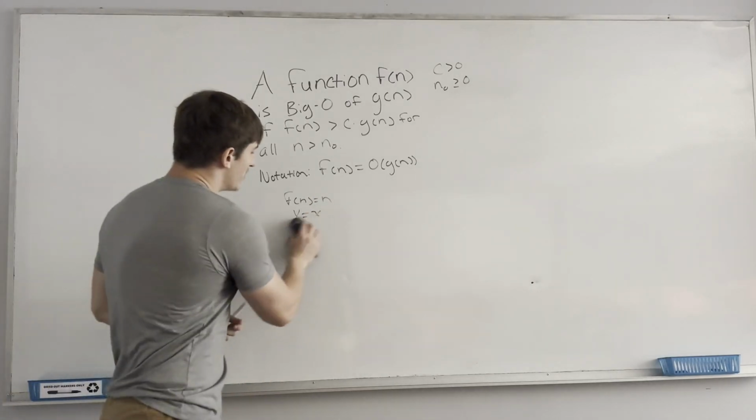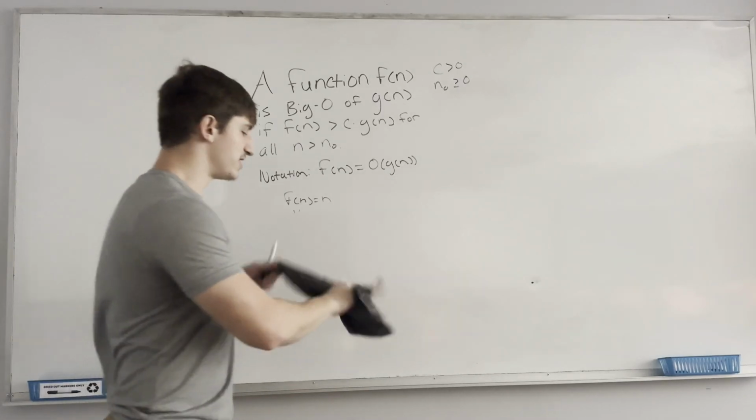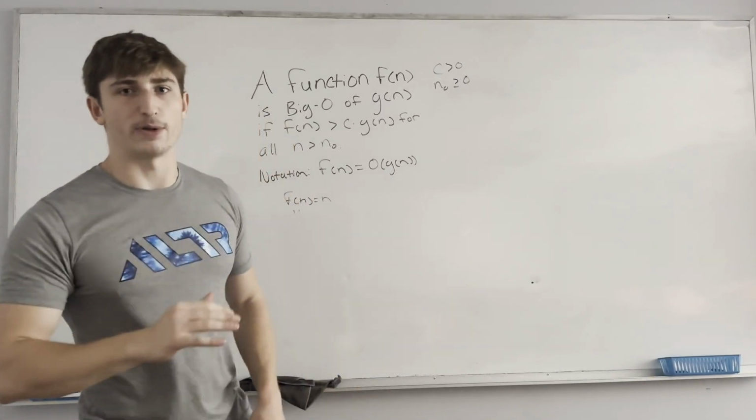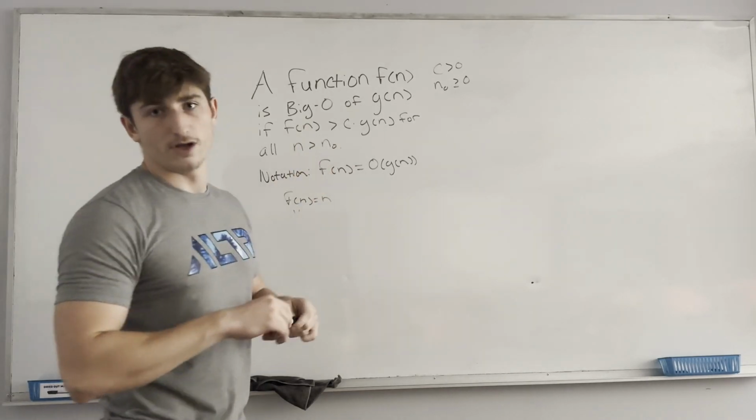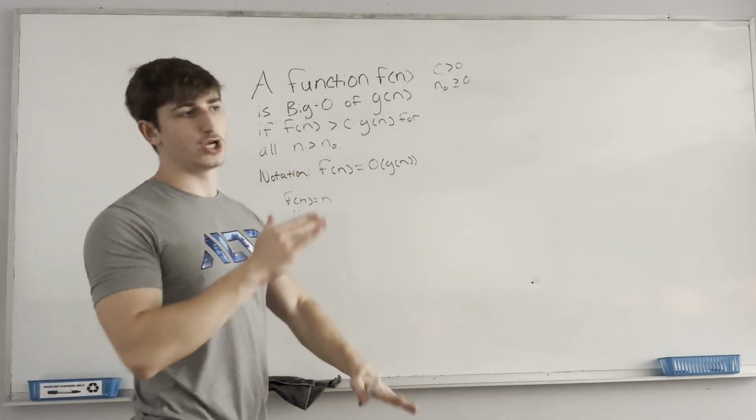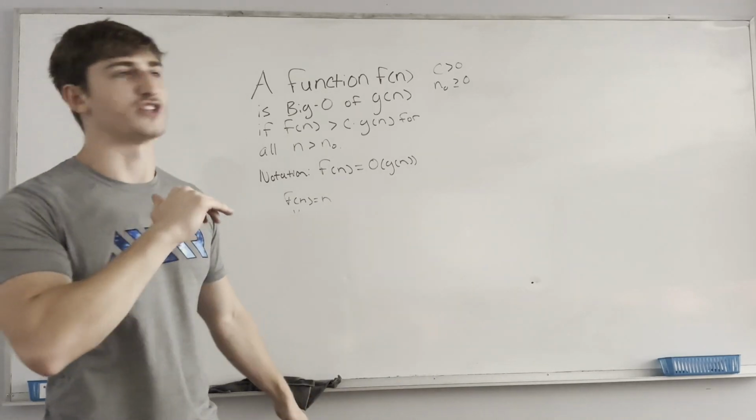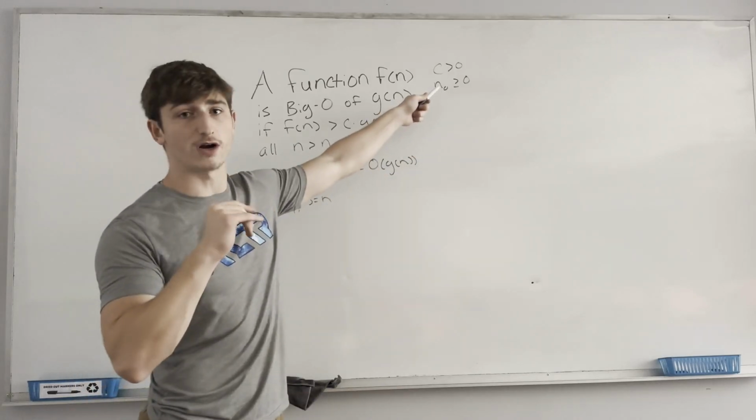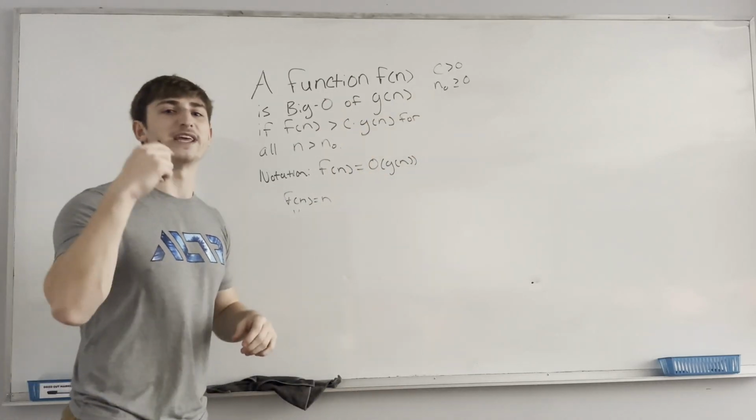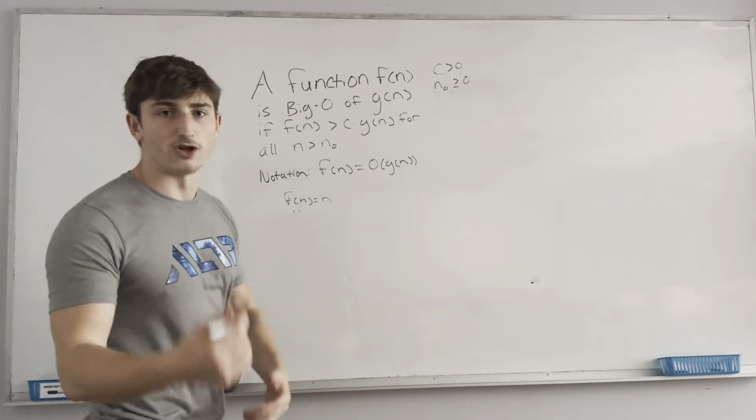Now, what about the constants c and n naught? c is just a scalar for the function g of n. It always applies to g of n, with no application to f of n. Now, n naught is the final place where f of n and g of n cross. Once they cross that, they never cross again. Notice the restrictions: c must be greater than 0, and n naught must be greater than or equal to 0.